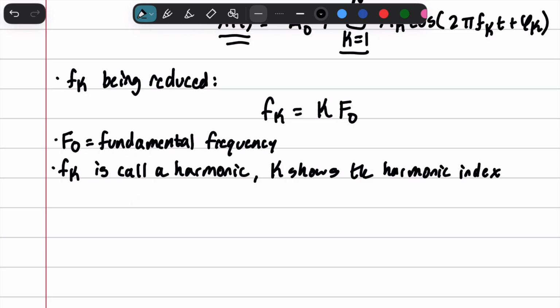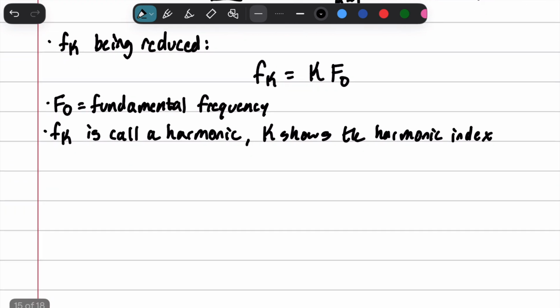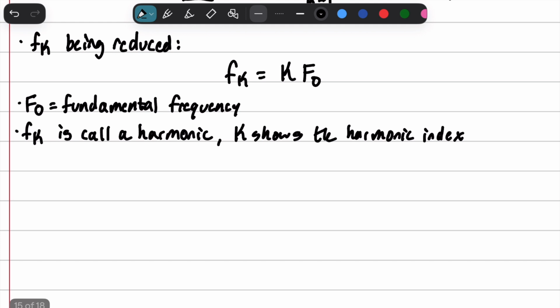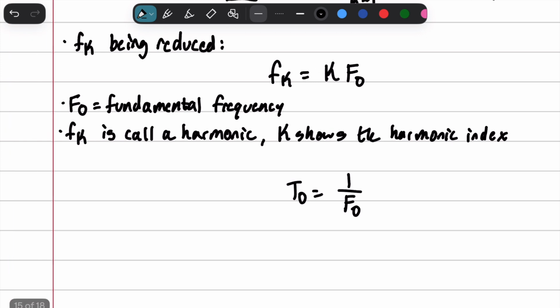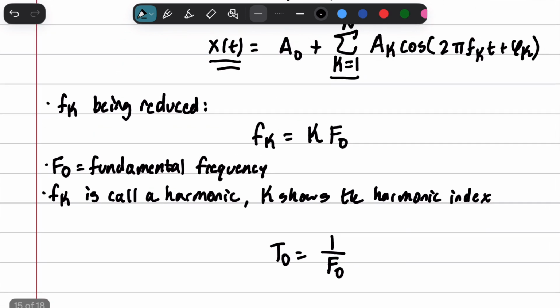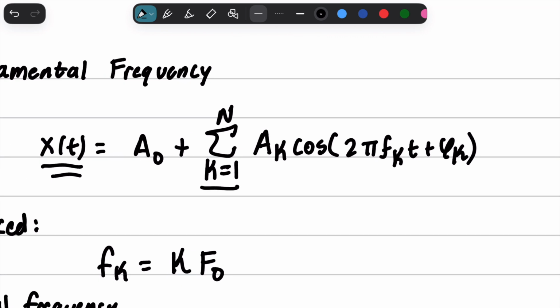And if we have a fundamental frequency, we also have a fundamental period, which looks like this. Now, a fundamental period is more obvious to see when we graph this in the time domain, okay? And the fundamental frequency is more obvious to see when we graph this in a spectrum representation.